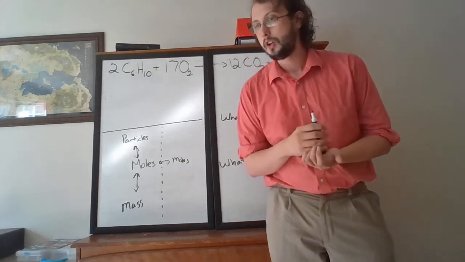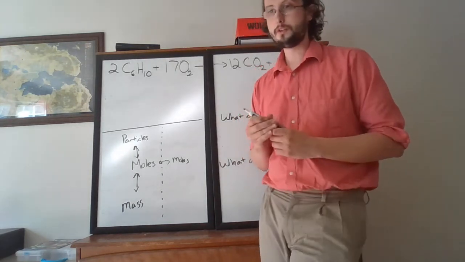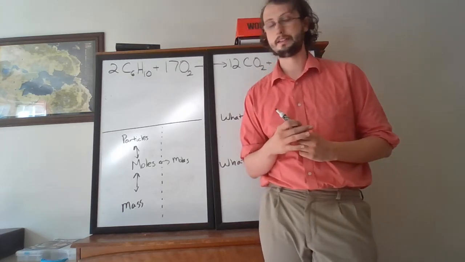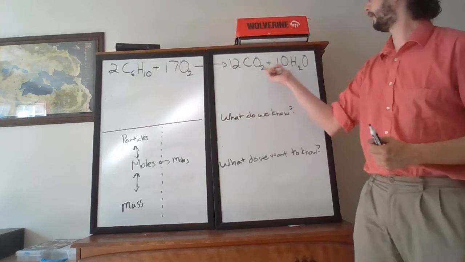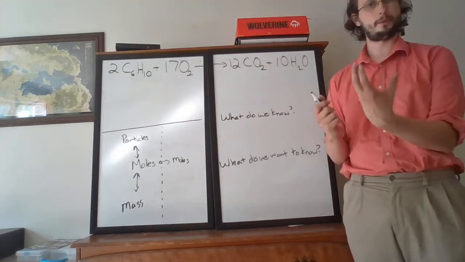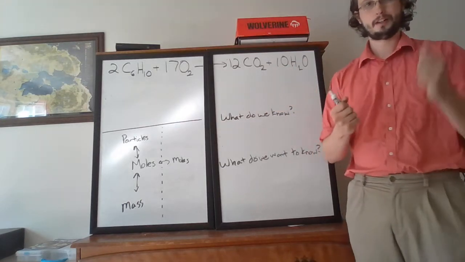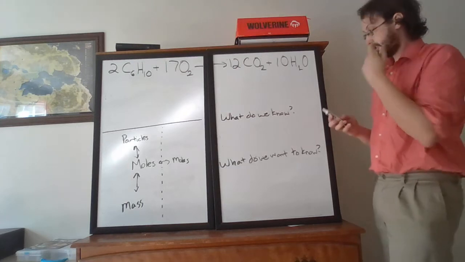If I make 13.3 moles of water, how many grams of hexane did I burn? So we're burning hexane. We want to know how much we burned if we end up with 13.3 moles of water. So we know how much water we got at the end, but we don't know how much hexane we burned. So what do we know?